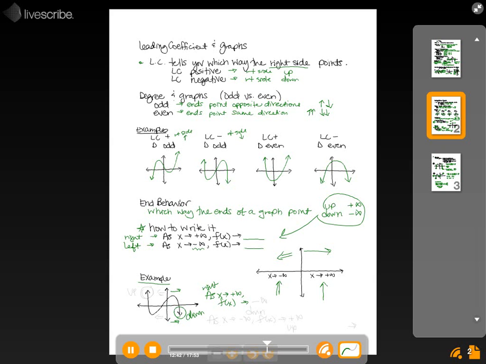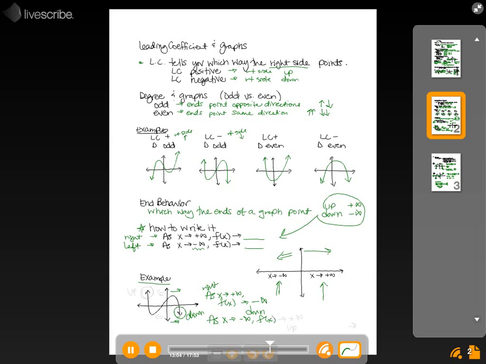Alright, so as x approaches positive infinity, f of x is going down. Well, we can't write down, so we say negative infinity, and that's all we have to do. That's half of it. That's the right-hand side. We have to do the second part of it, the left-hand side. Everything's the same except it's going to negative infinity this time.